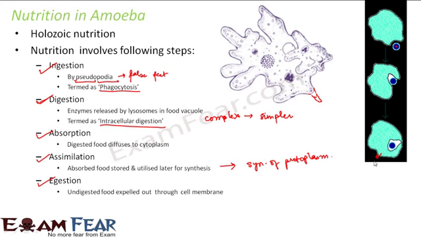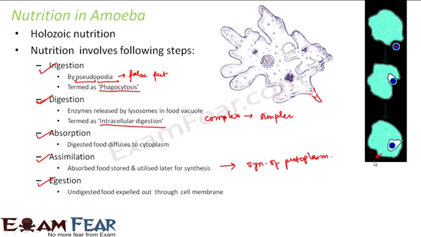So that is how the process of nutrition happens in case of amoeba. Intake of food with the help of pseudopodia is known as phagocytosis. Then the digestion of food will happen within the cell with the help of the enzymes released by lysosomes, and then the digested food will be absorbed in the cytoplasm and it will be assimilated, that is, stored and utilized later for synthesis. The undigested food will be expelled out through the cell membrane, called egestion.